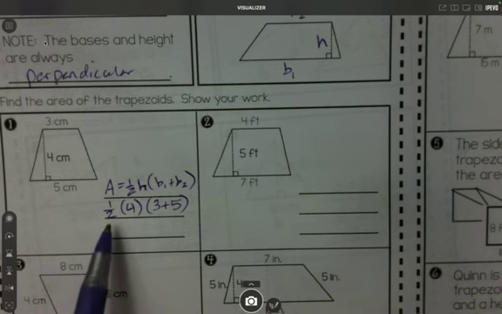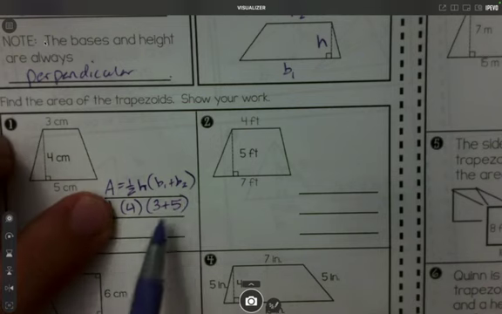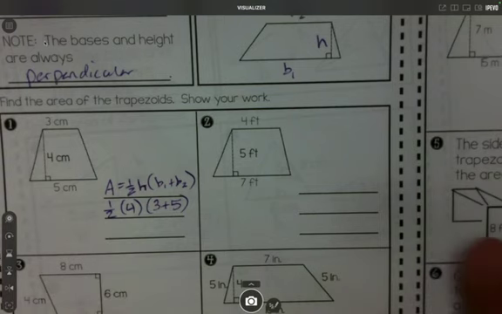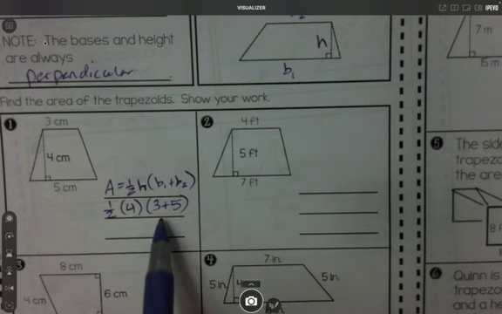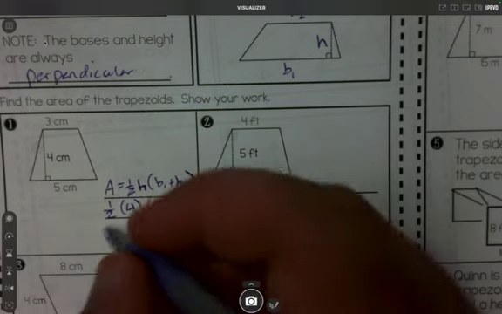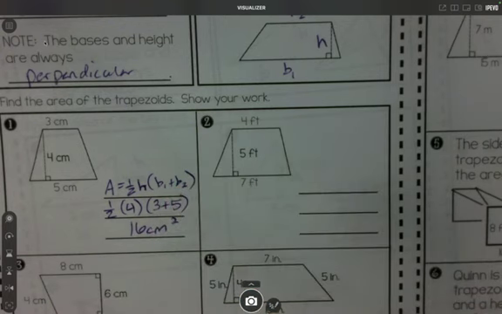And I know some of you have asked me before, can we just do this part first? Ignore the 1/2, do this part first, then divide by 2. You certainly can. Multiplying by 1/2 and dividing by 2 are the same thing. So it's fine if you want to just do this piece, then divide by 2. 3 plus 5 is 8. 8 times 4 is 32. And half of 32 is 16. So we're still doing area, so we still have to square those units.